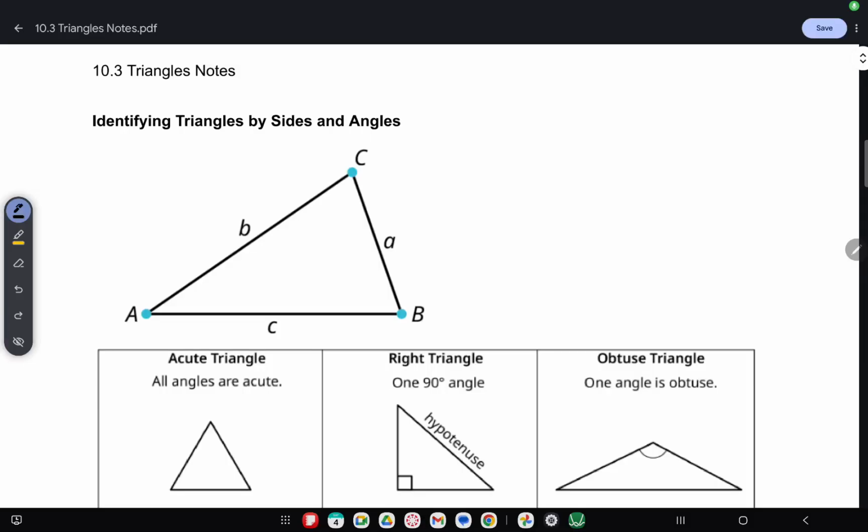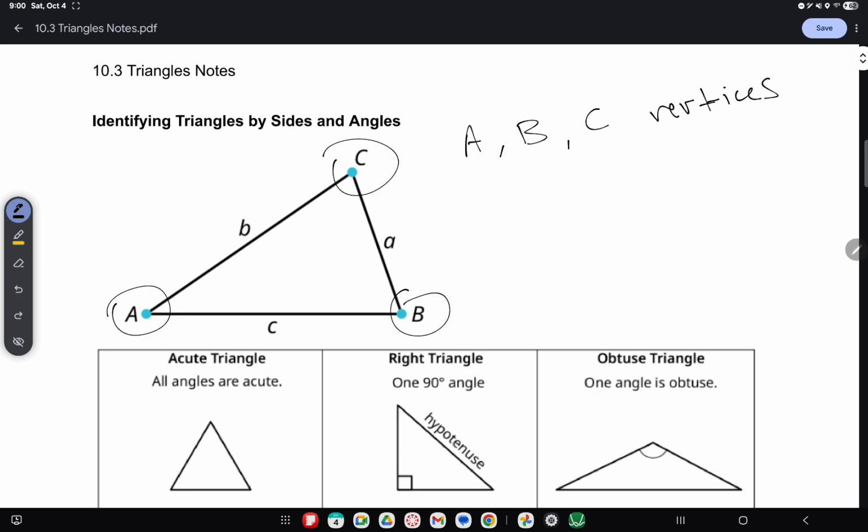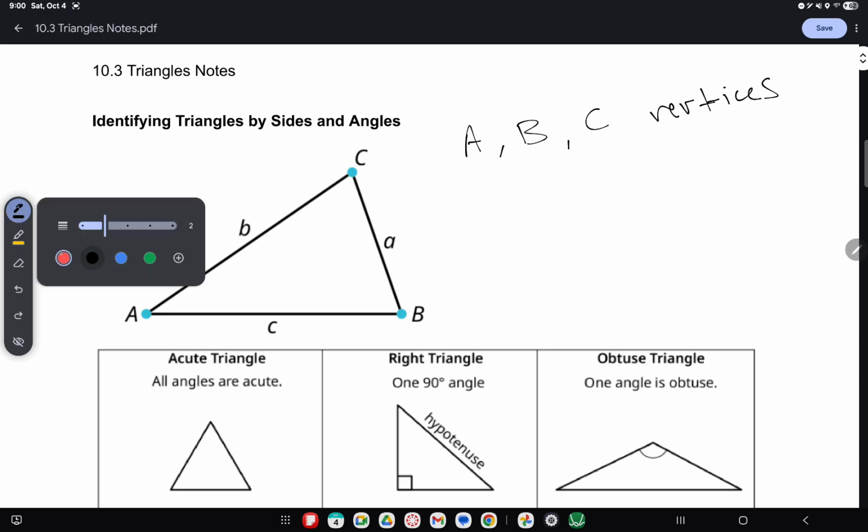We're looking at triangles. We can identify triangles by their sides and by their angles. In a triangle, we have these things called vertices. A, B, and C are all vertices. Those vertices create angles, and they're associated with the sides across from them.